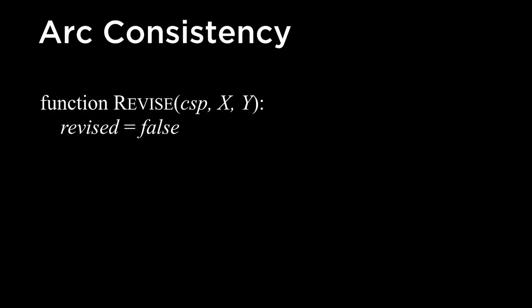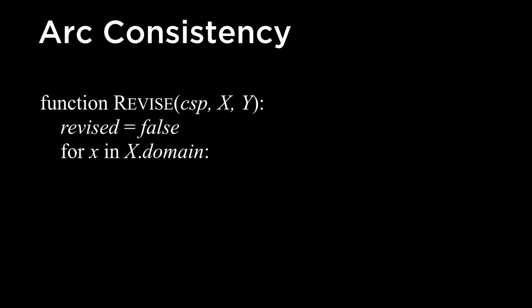How does this work? Well, we'll go ahead and first keep track of whether or not we've made a revision. Revise is ultimately going to return true or false. It'll return true in the event that we did make a revision to X's domain. It'll return false if we didn't make any change to X's domain. And we'll see in a moment why that's going to be helpful. But we start by saying revised equals false. We haven't made any changes.